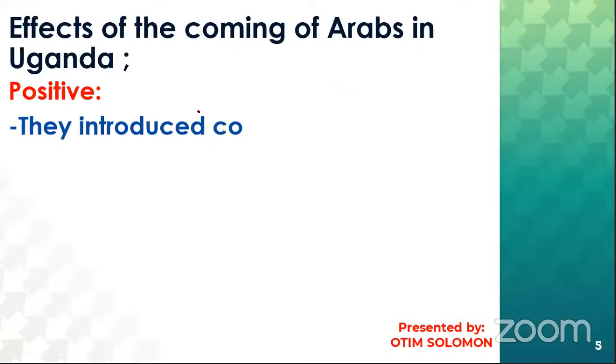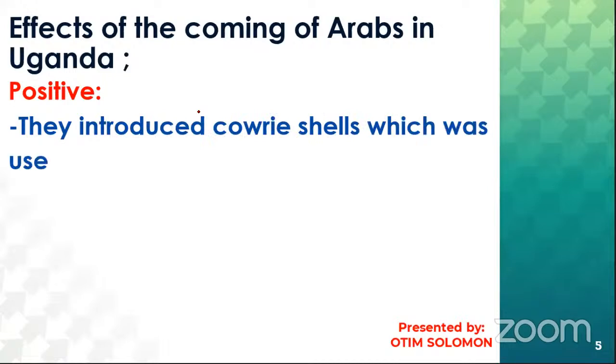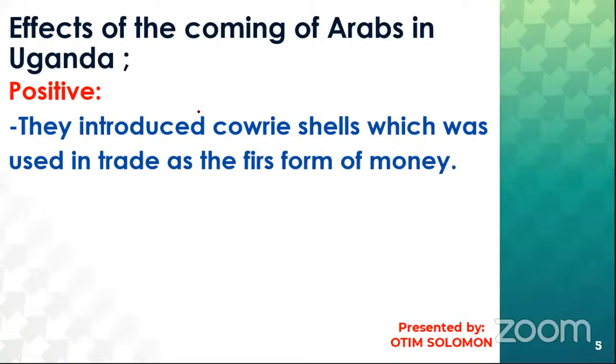One of the positive effects is that the Arabs introduced cowrie shells, which were used in trade as a first form of money.